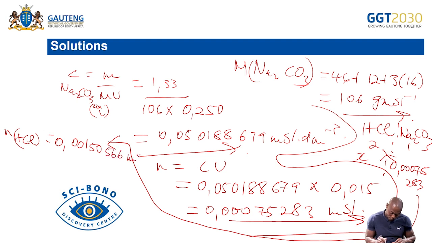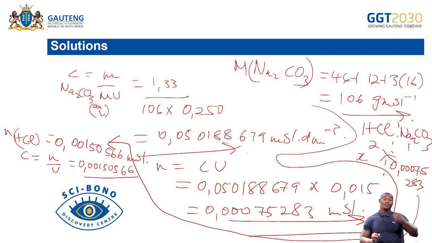These are the number of moles of hydrochloric acid. Now that we have the number of moles of hydrochloric acid, we can calculate the concentration. C equals n over V, which is 0.00150566 divided by the volume that was used to neutralize 15 cubic centimeters of sodium carbonate.